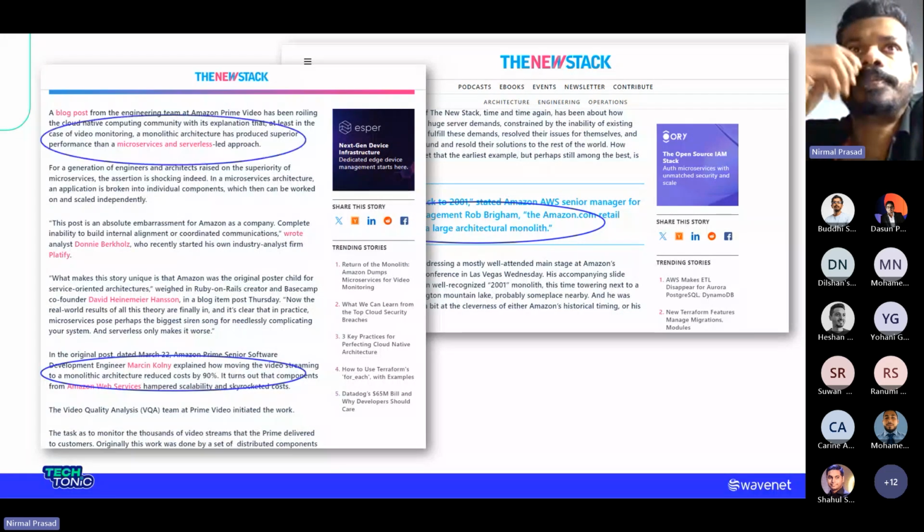an Amazon example. Amazon Prime is a streaming service, same as Netflix. Amazon Prime initially used the microservice and serverless approach to build their monitoring system. Actually, it was the Prime platform monitoring system, not their core modules, but they initially used that kind of microservice serverless approach. But after that, they analyzed their system and their requirements, and then they moved to a monolithic design. You can see they reduced their cost by 90%.